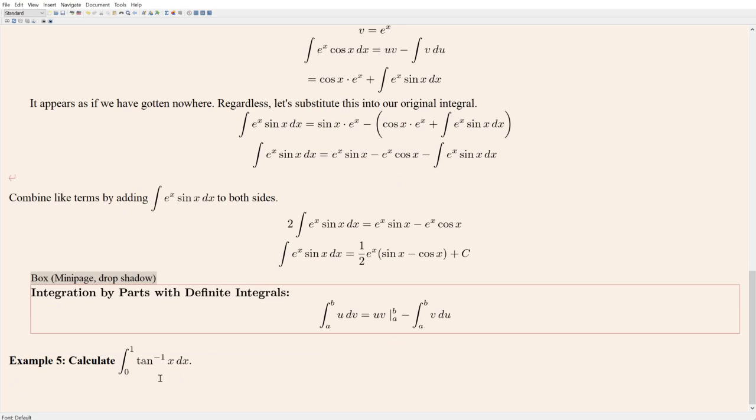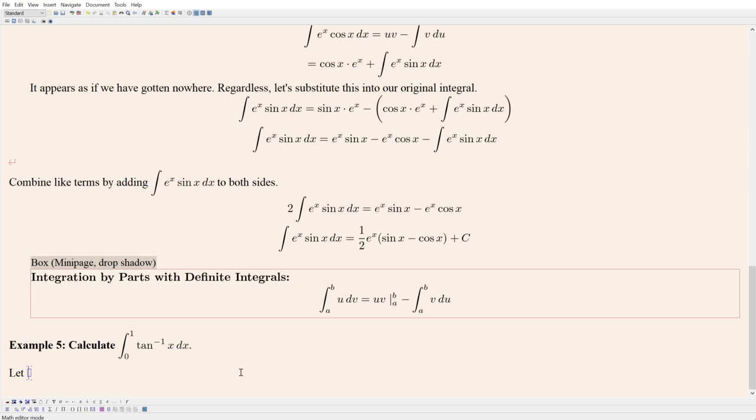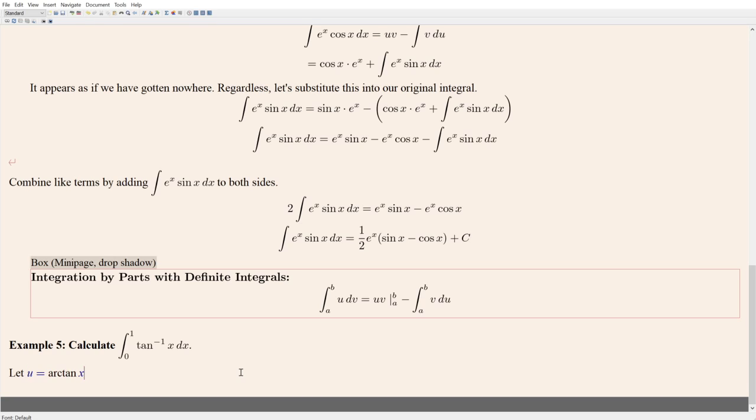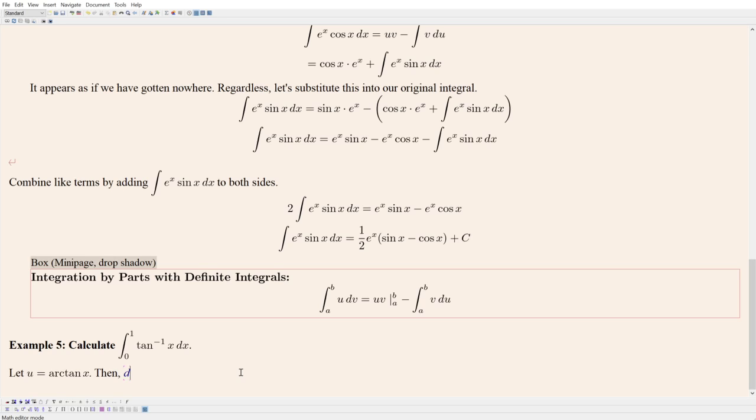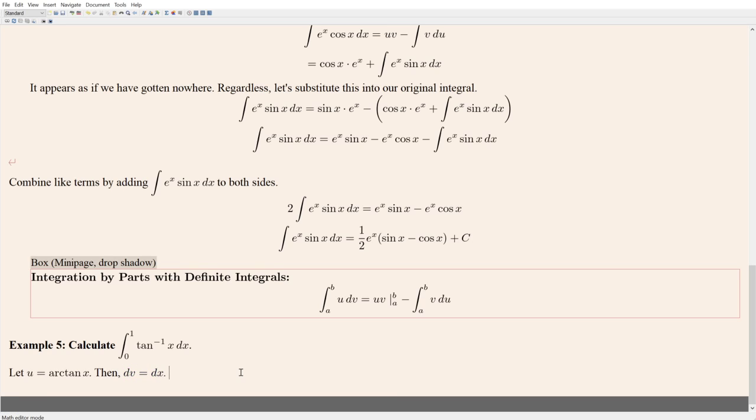Okay, so once again, we are in the situation where we're using integration by parts to evaluate a single function as opposed to a product of functions. So here at least there's no question about what we should let u be, right? It has to be the arctangent function here. Then we have no choice but to let dv be dx.